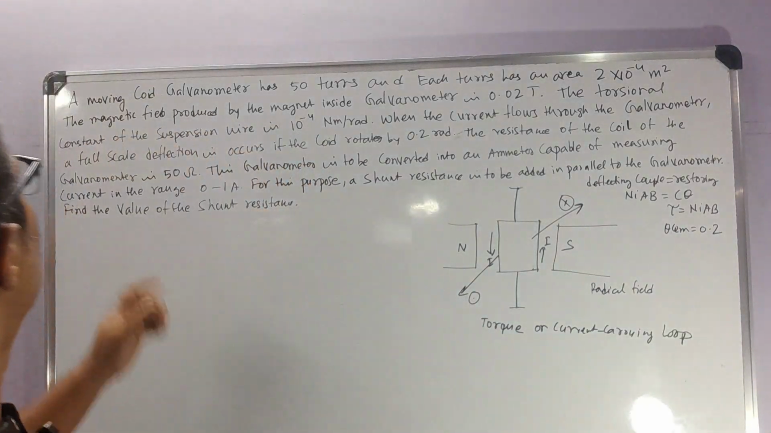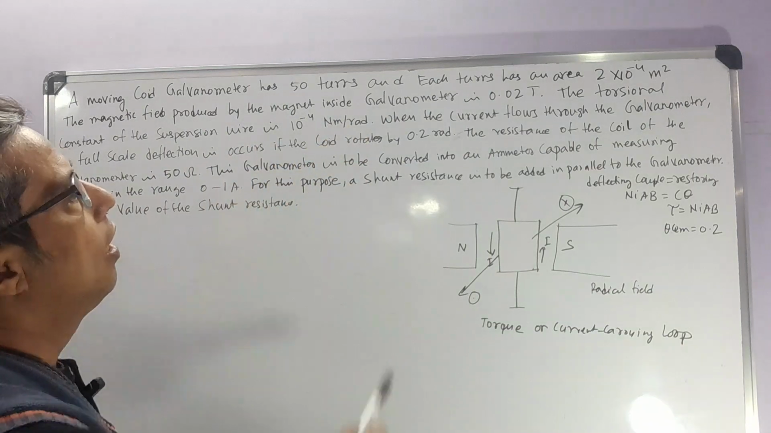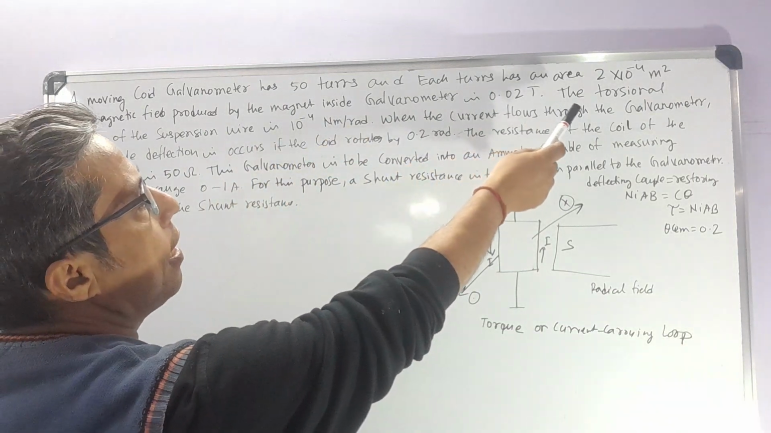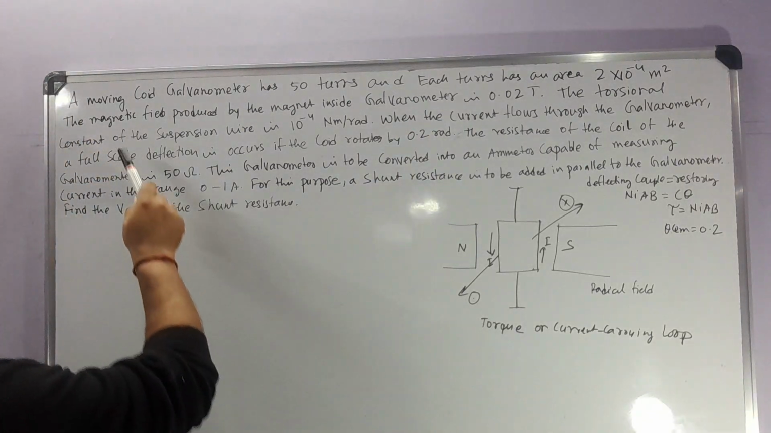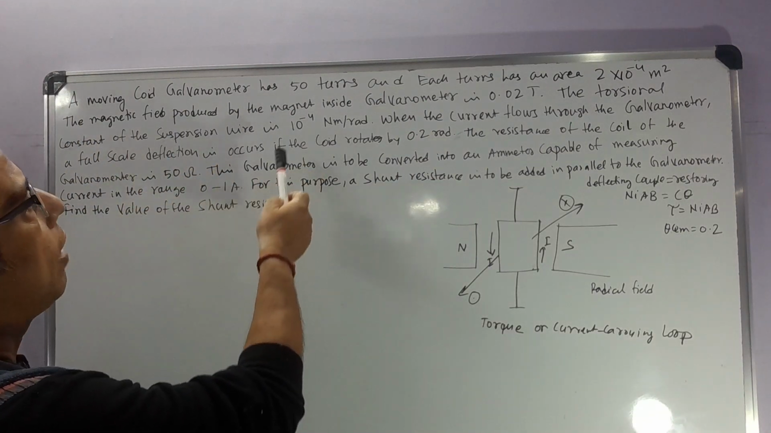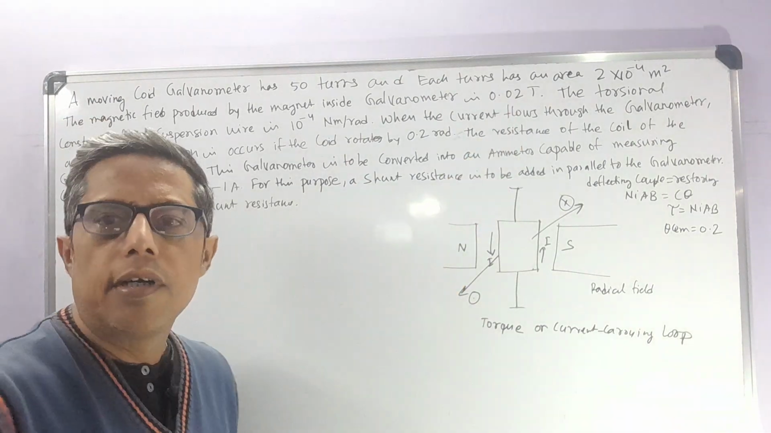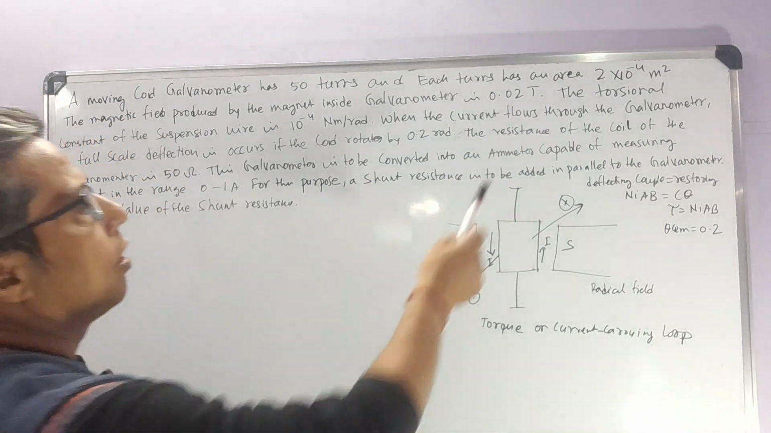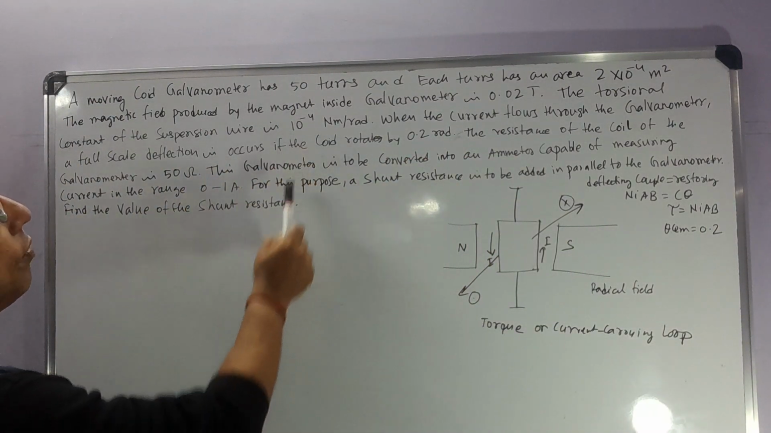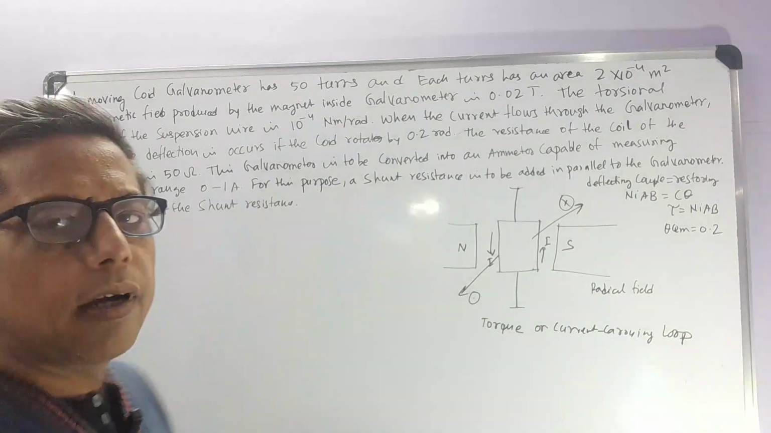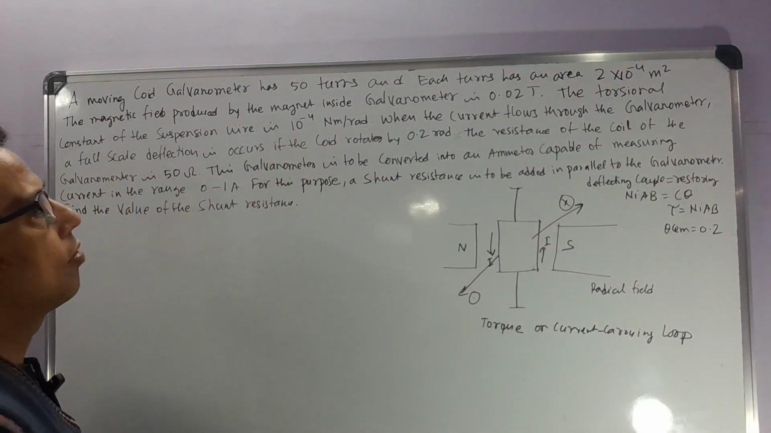The question was, a moving coil galvanometer has 50 turns and each turn has an area 2 into 10 to the power minus 4. The magnetic field produced by the magnet inside the galvanometer is 0.02 Tesla. The torsional constant of the suspension wire is 10 to the power minus 4 Newton meter per radian. Now I will explain what is torsional constant.